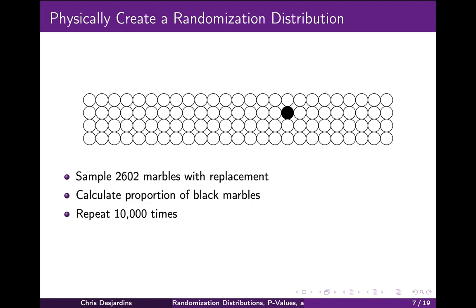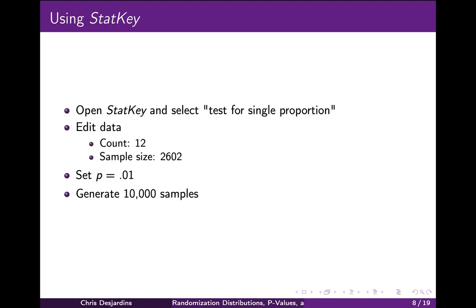Now you've simulated a randomization distribution. Clearly this isn't practical, and a more efficient way to create a randomization distribution is with StatKey. This slide summarizes how to create a randomization for this example using StatKey. I will show you how through a demonstration.